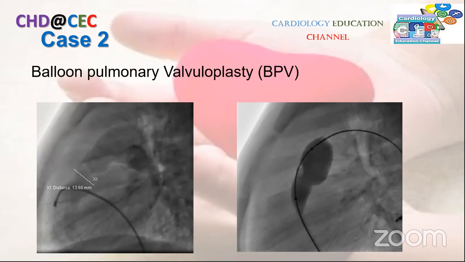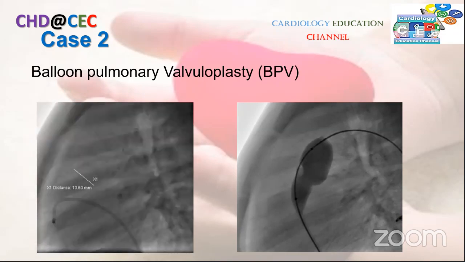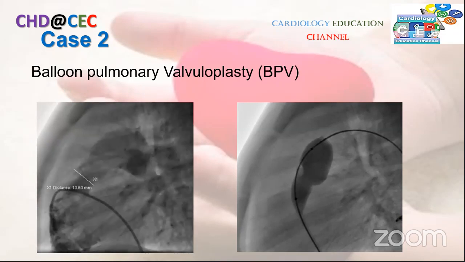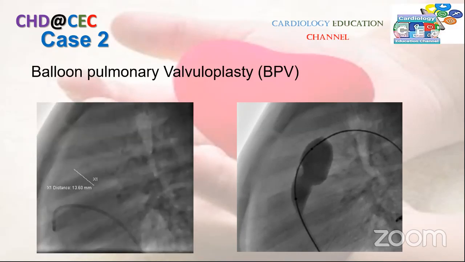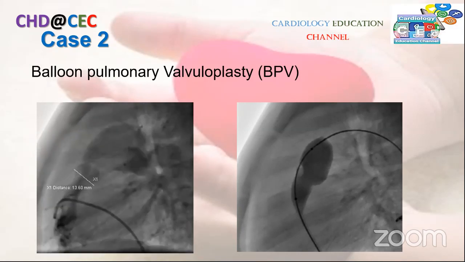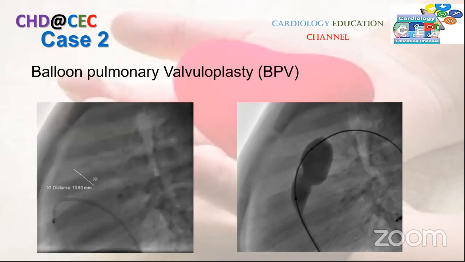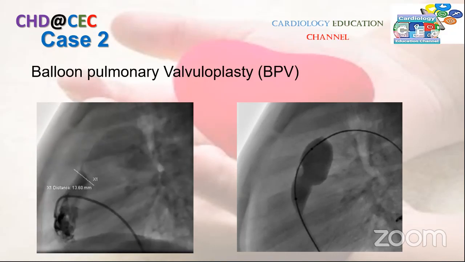Okay, and Khalid mentioned pulmonary regurg as a complication. So how frequent do you get that, and is there any predictor? Khalid talked about balloon size, but are there any other predictors or not?